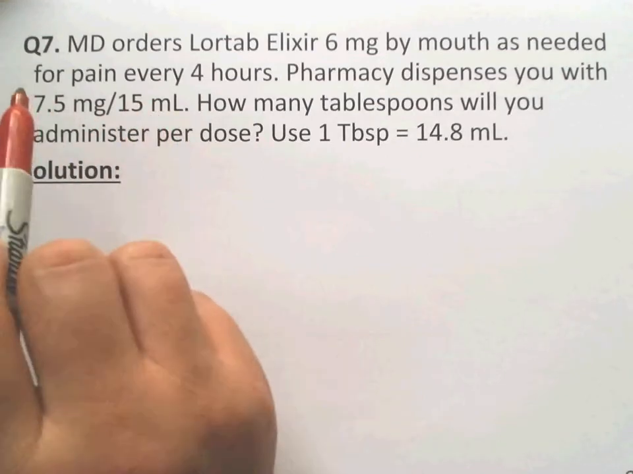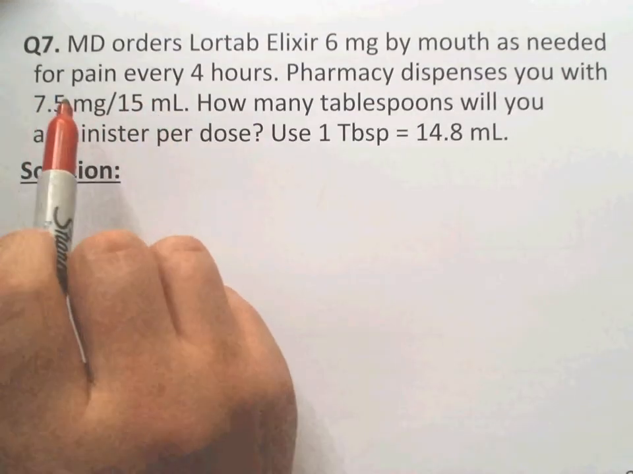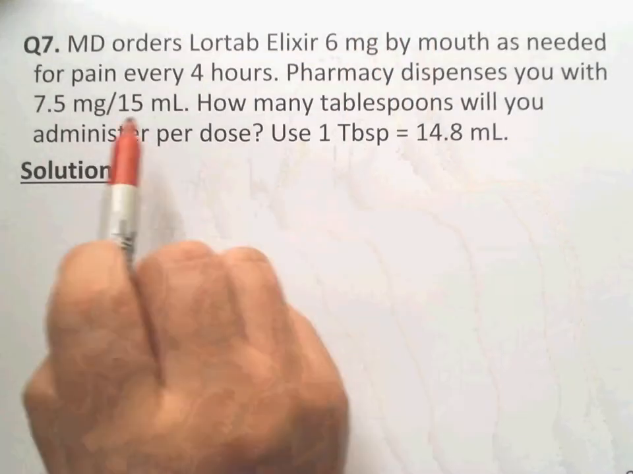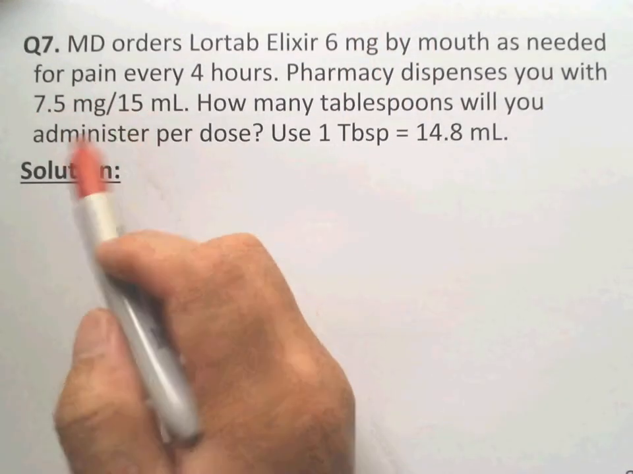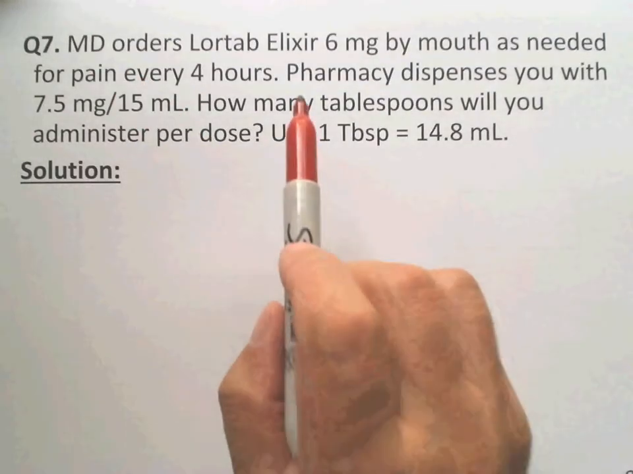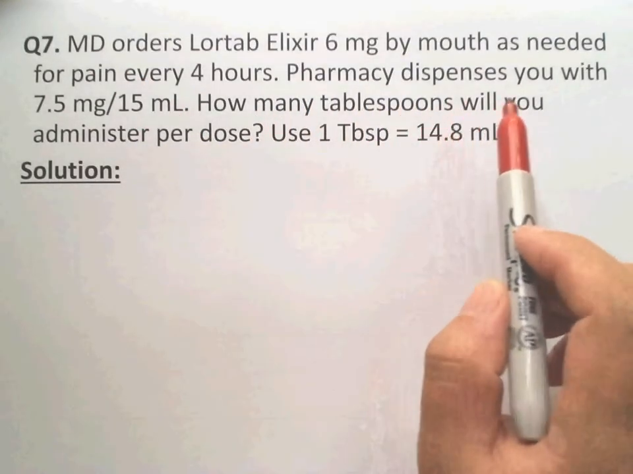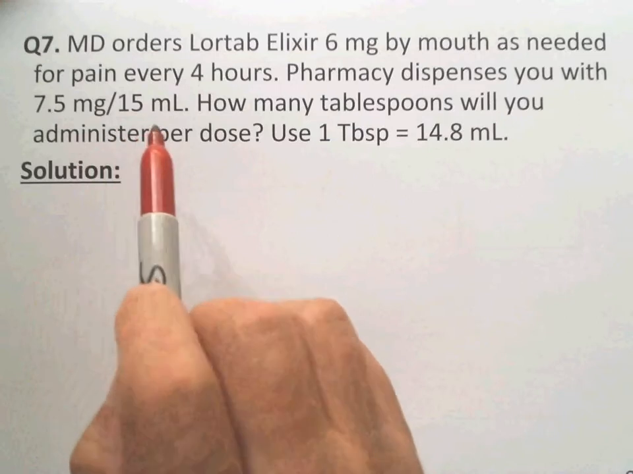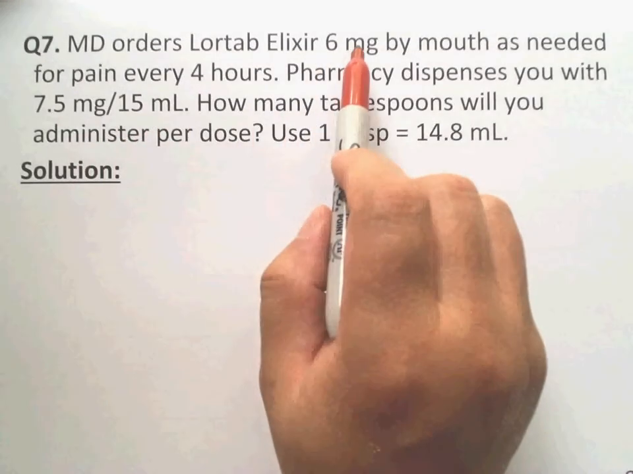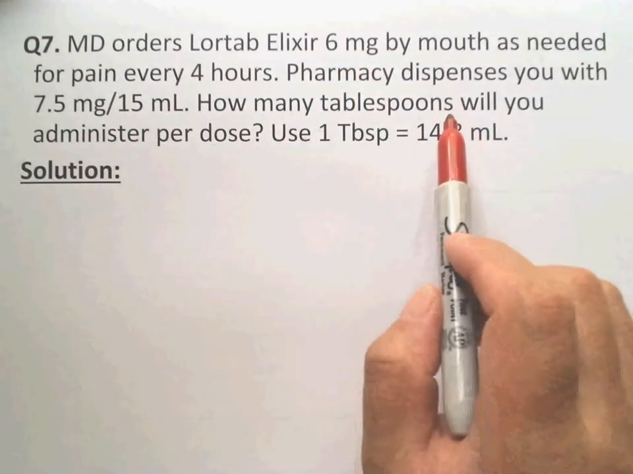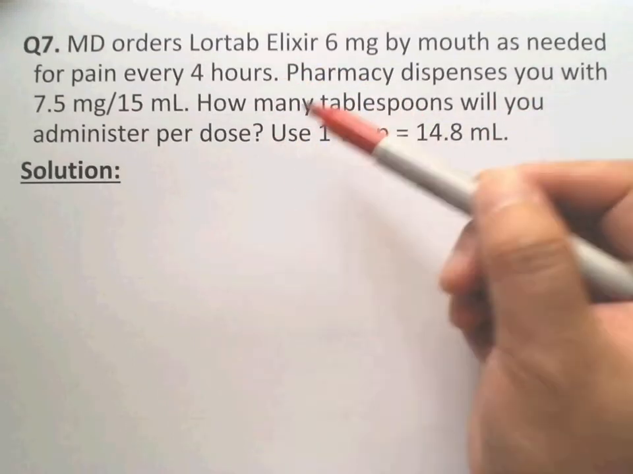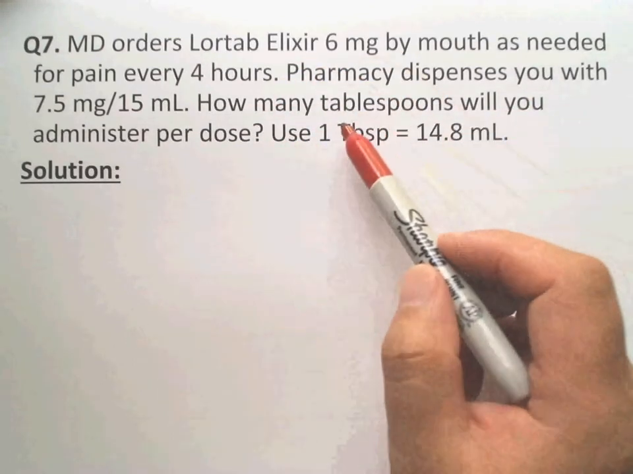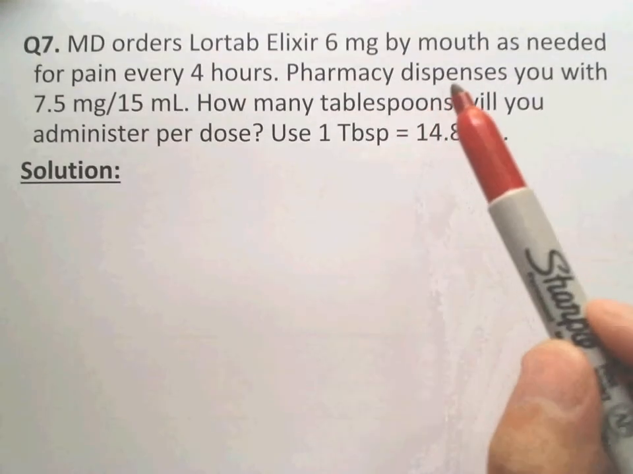The drug is in the liquid, right? So the concentration is here. Every 15 milliliter of the liquid has 7.5 milligram of the drug. This we call the concentration, which means what? Now you get a liquid. See, the question is how many tablespoons will you administer per dose? The dose is there, right?